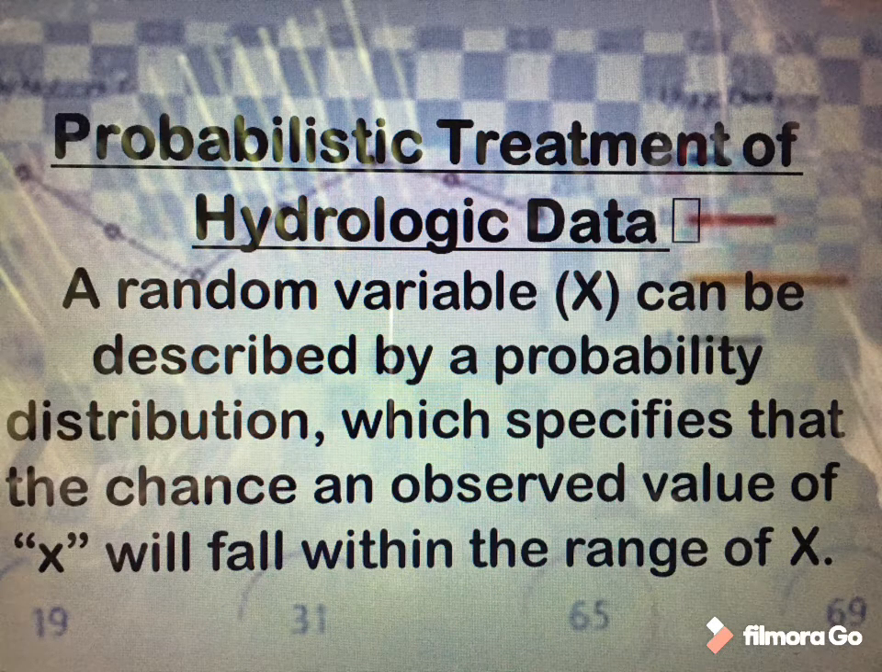Probabilistic treatment of hydrologic data. A random variable x can be described by a probability distribution, which specifies the chance that an observed value of x will fall within a given range of x. This capital letter X stands for a random variable.